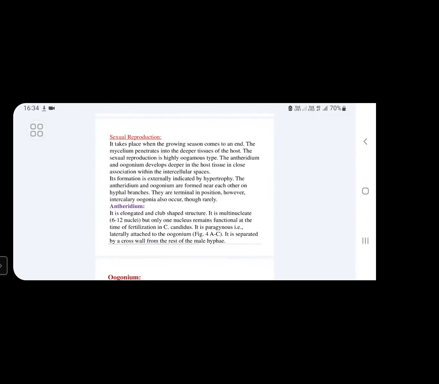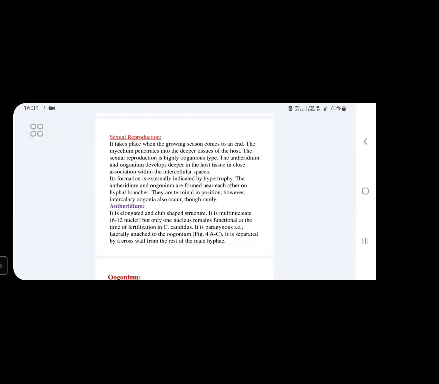So till now we have discussed the systematic position of Albugo. Next we discussed the introduction of Albugo, then the vegetative morphology of the Albugo thallus, then the asexual reproduction of Albugo. Now we are going to discuss sexual reproduction.